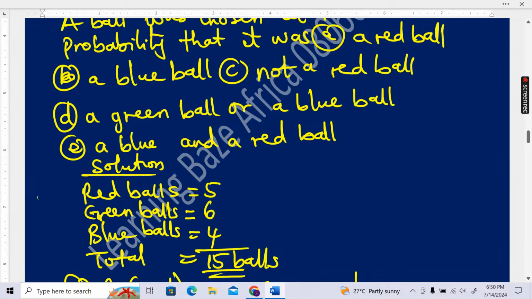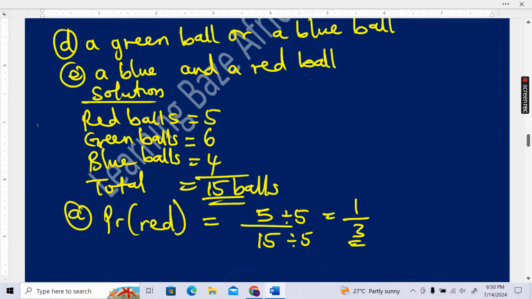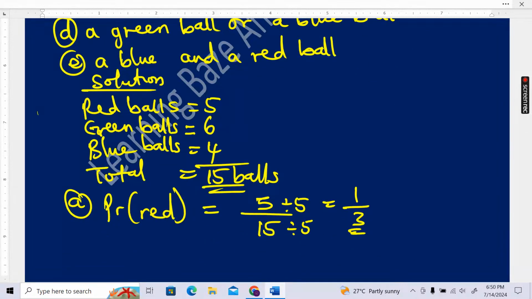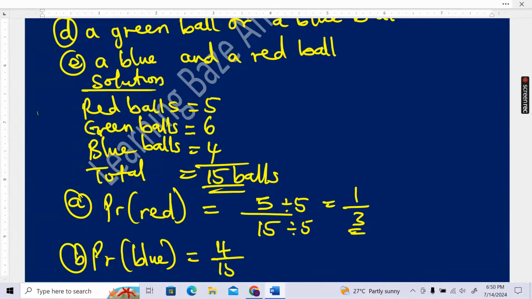Now the B part says, what is the probability that it is a blue ball? Probability of blue. How many blue balls do we have? We have 4 over the total number, that's 15. So 4 over 15 is the lowest term. Nothing can divide. So this is our answer. Thank you for typing the answers.